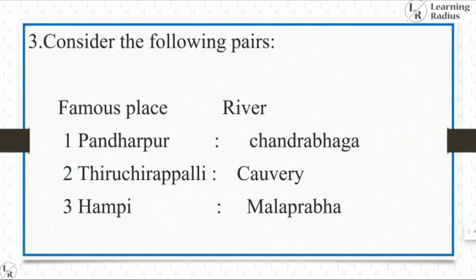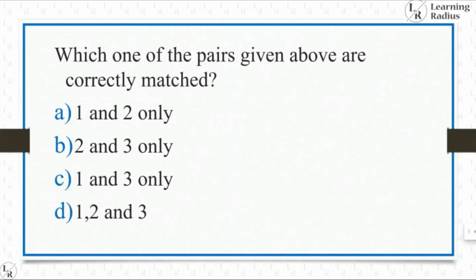Consider the following pairs. Famous place and rivers. Pandharpur, Tiruchirappalli, Hampi, Chandrabhaga, Kaveri and Malaprabha. Which of the pairs given above are correctly matched? 1 and 2, 2 and 3, 1 and 3 and 1, 2 and 3.